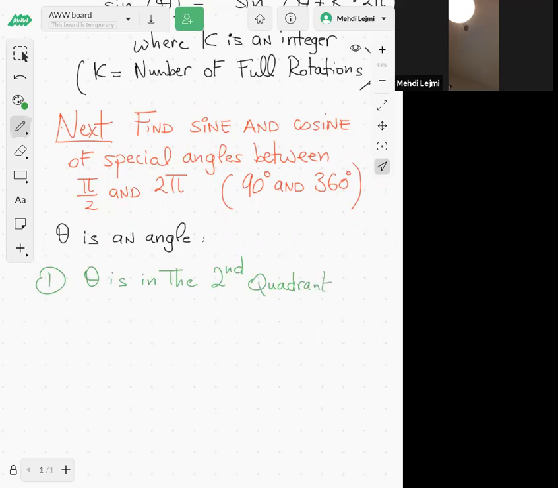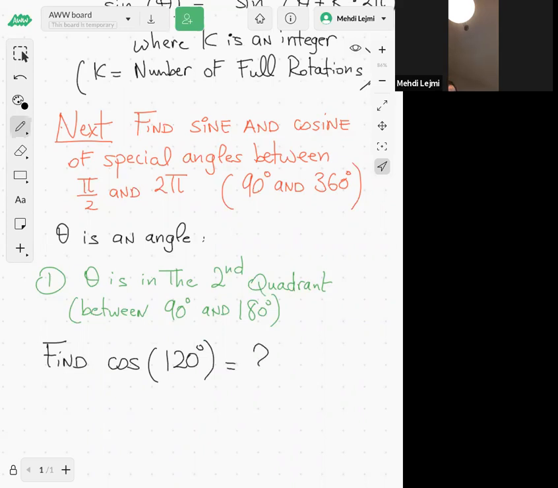That's between 90 degrees and 180. Let's say you want to find cosine of, for example, cosine of 120 degrees. This is in the second quadrant.